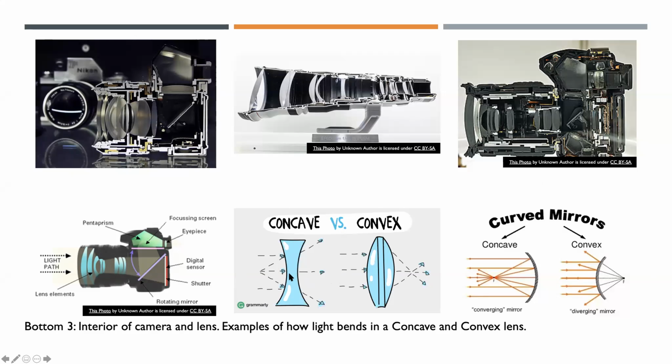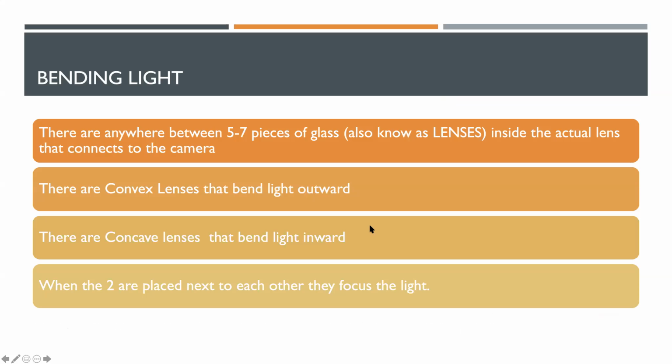And the concave lens, as you can see, the light comes in one direction and spreads out. And in the convex, the light comes in one direction and bends towards the center. Together that works to focus the light. So there are anywhere between 5 to 7 pieces of glass, also known as lenses, inside the actual lens that connects to your camera. When the convex glass or lens and the concave lens are placed next to each other, they focus the light. That is their job.